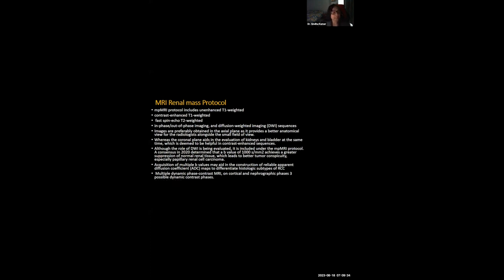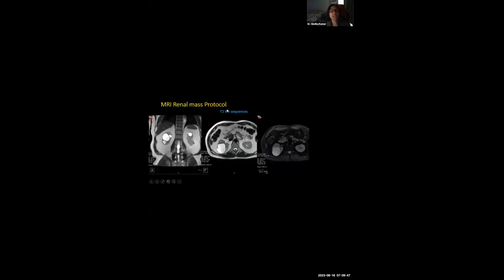So multiple dynamic phase contrast MRI on at least cortical and nephrographic phases, and also delayed phase like 1 minute and 3 minute delayed phases are also acquired. So this is renal mass protocol T2 weighted sequence. You can see T2 coronal and T2 weighted non-fat sat and T2 weighted fat sat sequences.